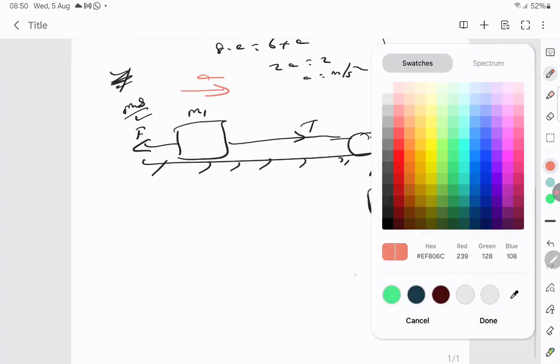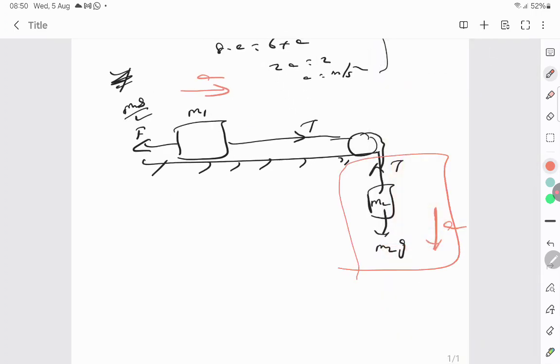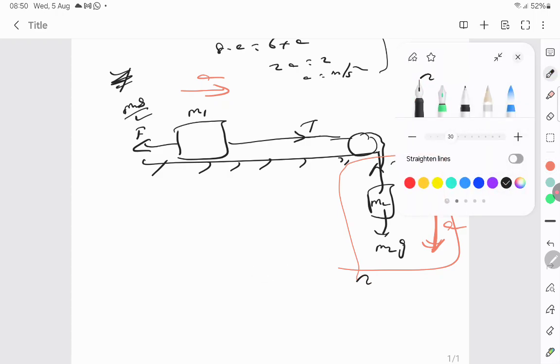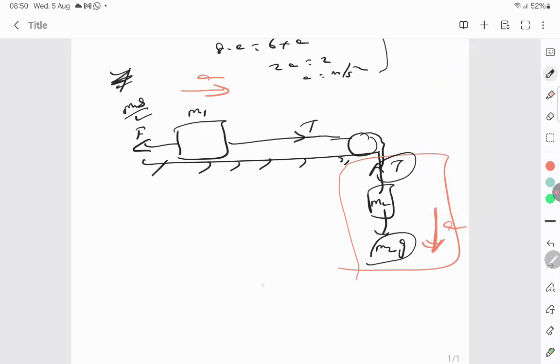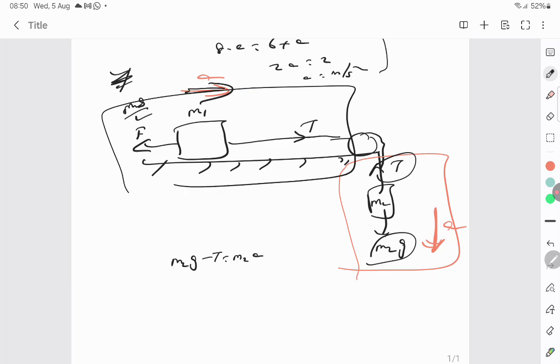Taking this free body diagram, since the acceleration is down, the downward force is greater than the upward force. m2g is greater than T. So m2g minus T is equal to m2 into a. And taking this free body diagram, since the acceleration is towards the right, T is greater than F. So T minus F is equal to m1 into a. T is equal to m1a plus F, where F itself is given to be m2g by 2.